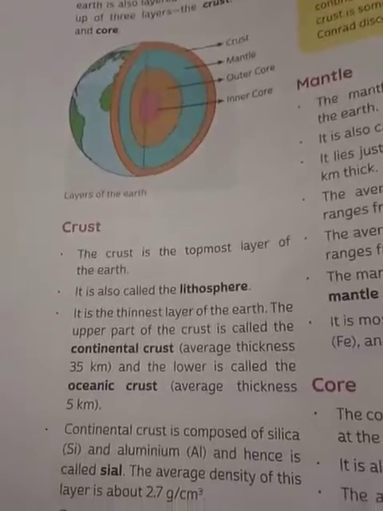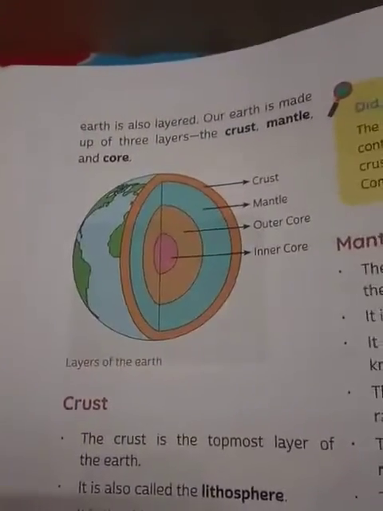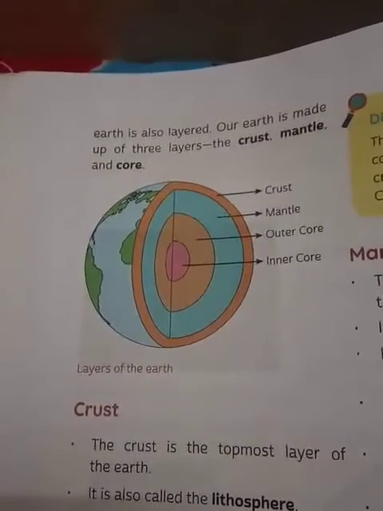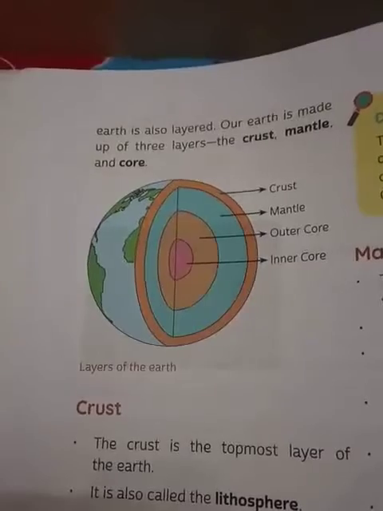Next, below the crust we have the mantle. Then below the mantle we have the core. It consists of the inner core and outer core, which you can see in the diagram.